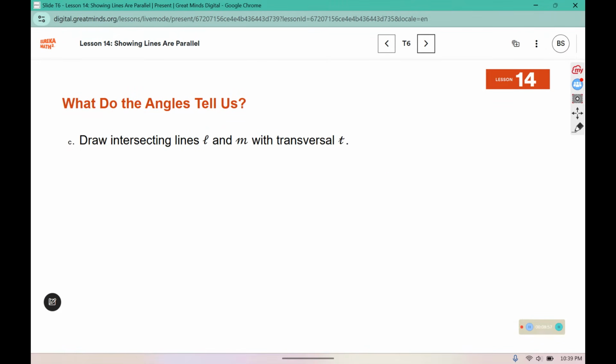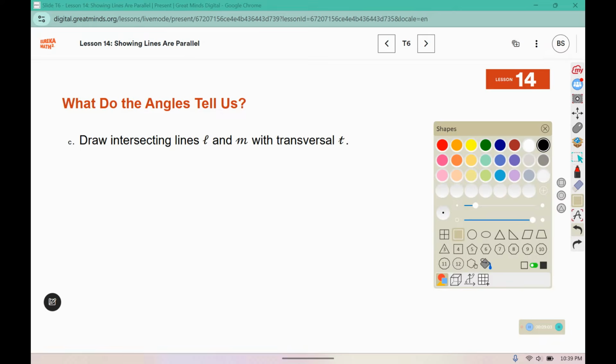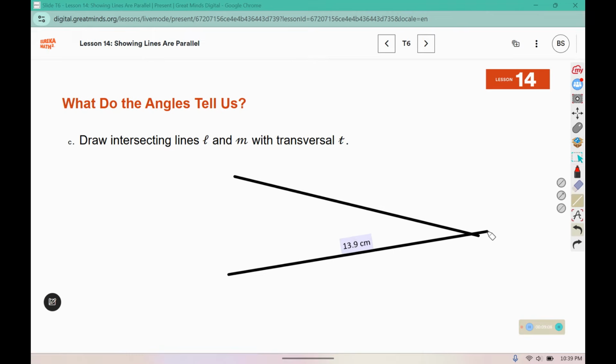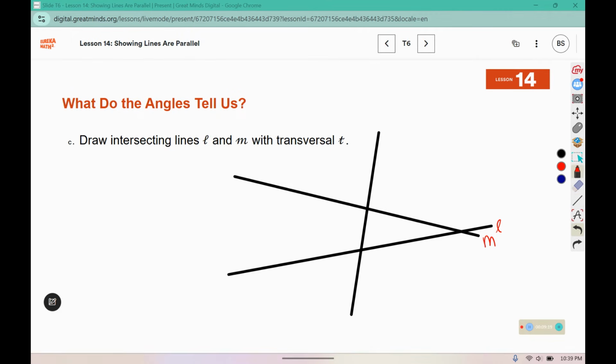So draw intersecting lines L and M with a transversal T. So L and M are not parallel, they are intersecting. So we're going to draw two lines that intersect, and we're going to label them L and M. And we're going to cut them using a transversal labeled T. Instead of assuming that correspondings are not true, we're going to assume that it is false. And we're going to say, well, what if they are the same? What if the corresponding angles are congruent? Then what would happen?